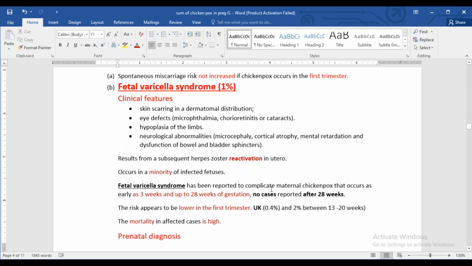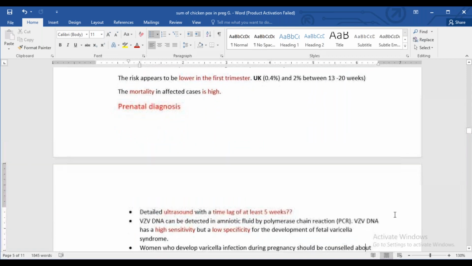This percentage is according to the GTG. It's not the RCPI ones. So I'm writing UK near it. So that's what you have to know about the varicella syndrome. How to diagnose this? It's easy. We have defects, so we can check by ultrasound. You go for ultrasound scanning.